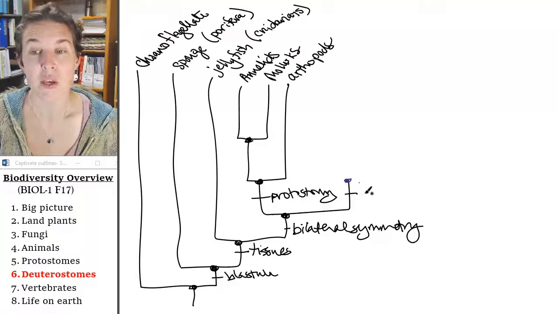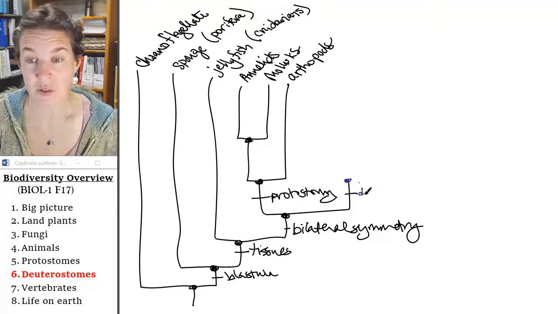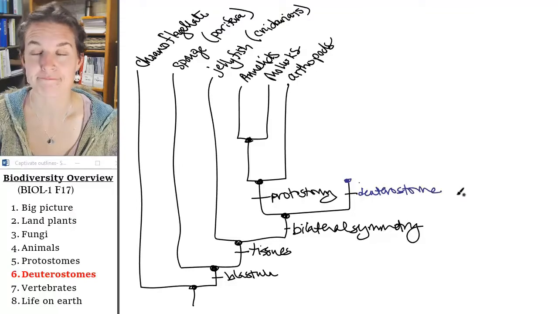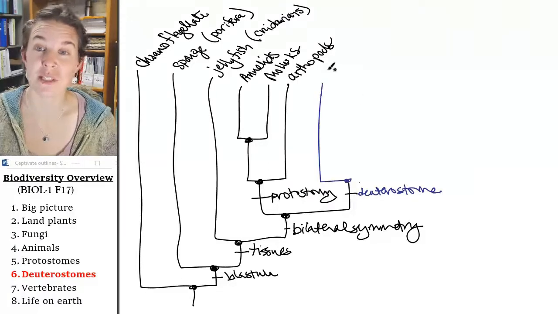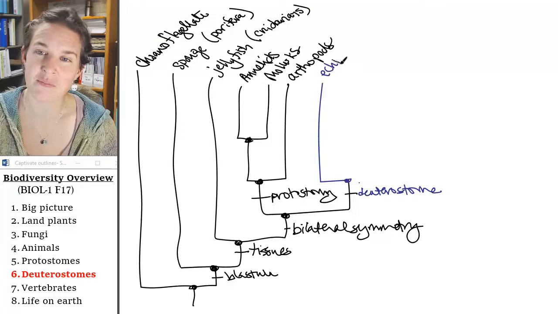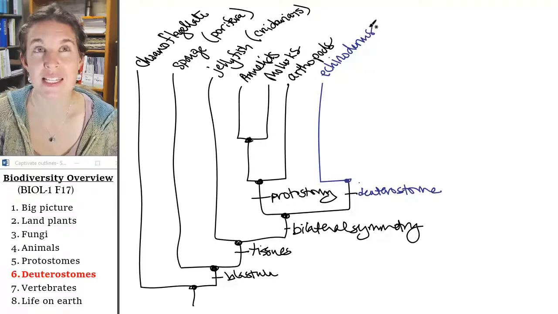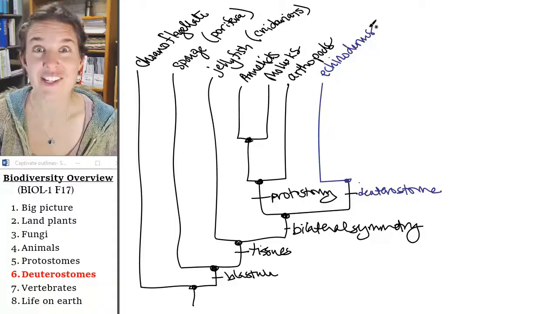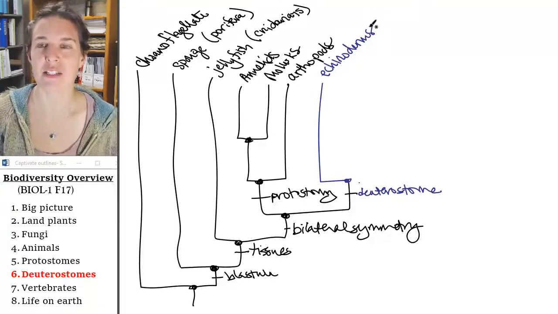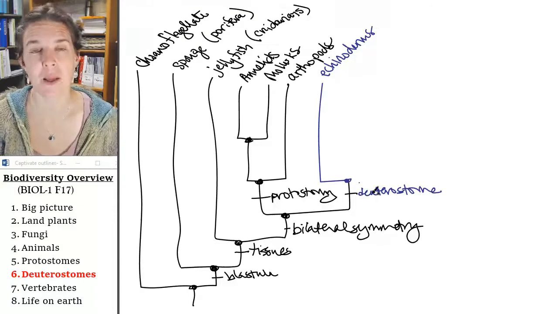All right. Everybody beyond this point is a deuterostome, which means the blastopore became the anus. The most primitive deuterostome is a group called echinoderms. And this includes sea stars, sea urchins, sea cucumbers, sand dollars. This is an interesting, diverse group of critters.